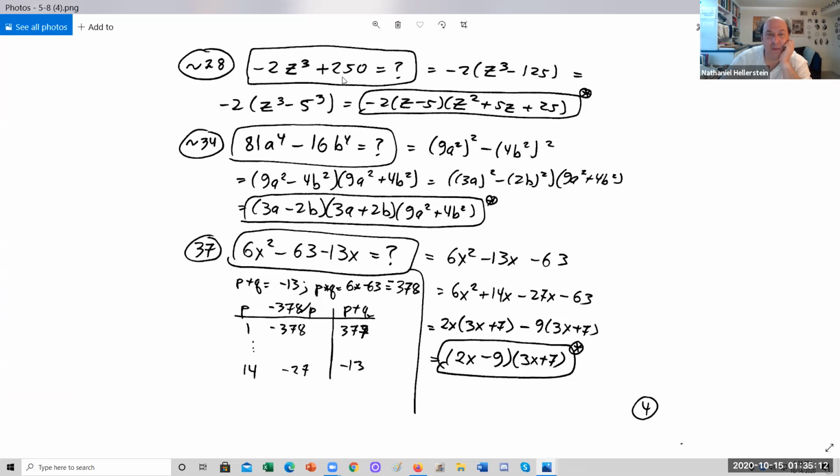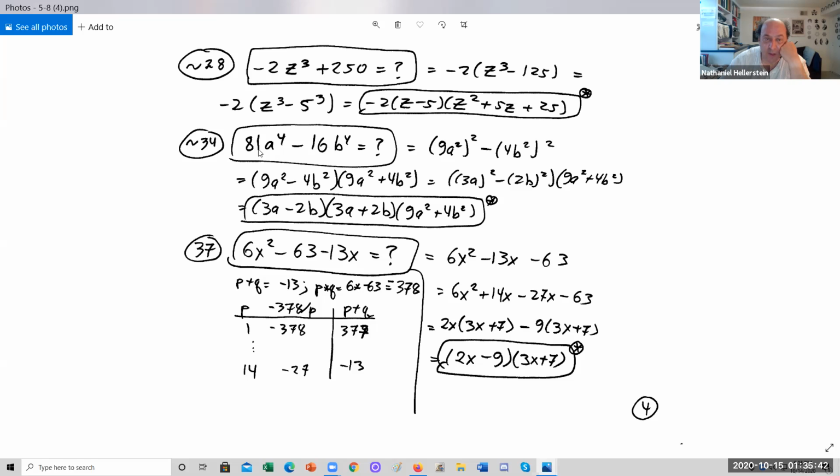Minus 2z cubed plus 250. Okay, these are both even numbers, so we pull out a -2 times what's left over, z cubed minus 125. Now 125 is 5 cubed, so -2 times z cubed minus 5 cubed. A difference of cubes will be a difference times square plus product plus square. So you get -2 times z minus 5 times z squared plus 5z plus 5 squared, which is 25.